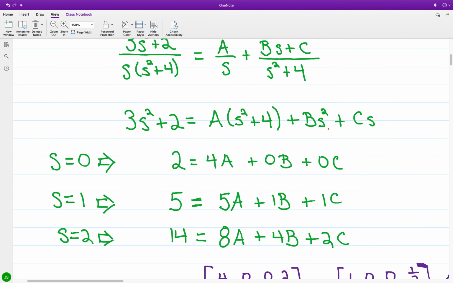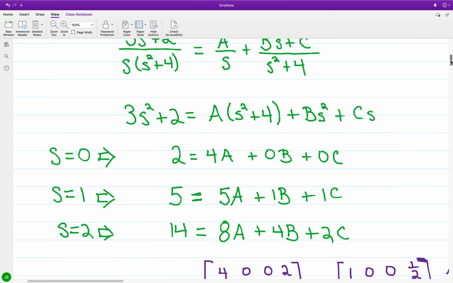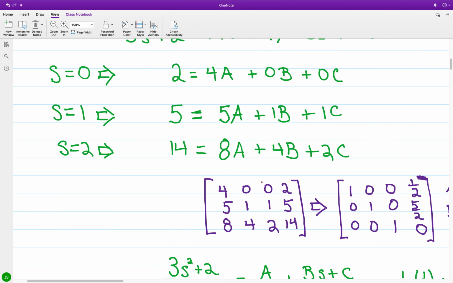So we have 3 unknowns, and so I'll set up 3 equations. And I chose, along with 0, the values of 1 and 2, which I can plug in for s. So I have this particular setup, and writing it in terms of a matrix setup, we have a 3 by 4. The first column is in reference to the A term coefficients, the second column to the B terms, and the third column to the coefficients with the C terms. And again, the first equation is set equal to 2, the second equal to 5, and the last one equal to 14.